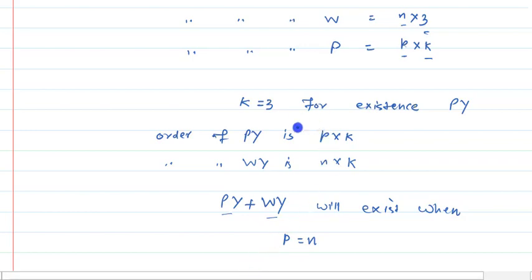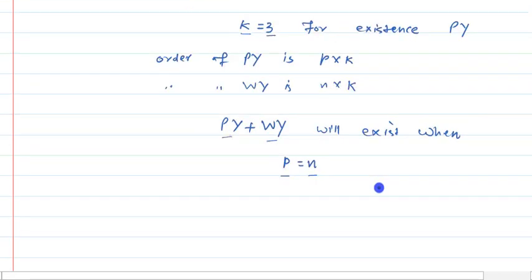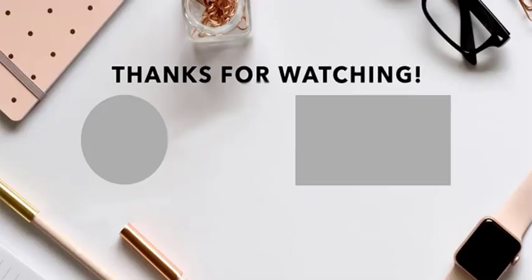So therefore we get two conditions over here. Number 1, k should be equal to 3, and number 2, p should be equal to n. In that case, it is possible for us to calculate PY plus WY with order either p by k or n by k. This was all about the operations on matrices. I hope you understood all the operations very well. Try to do more problems. Don't stop. Keep learning.